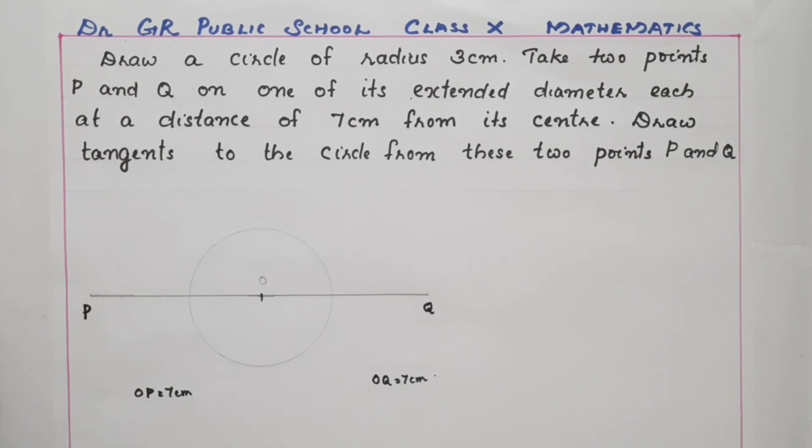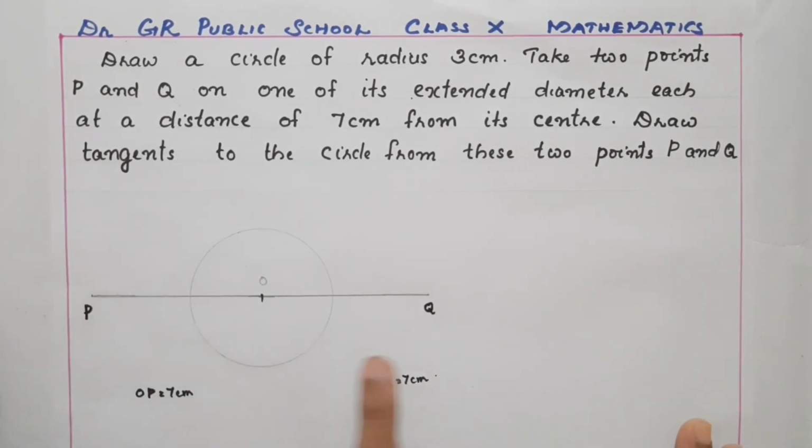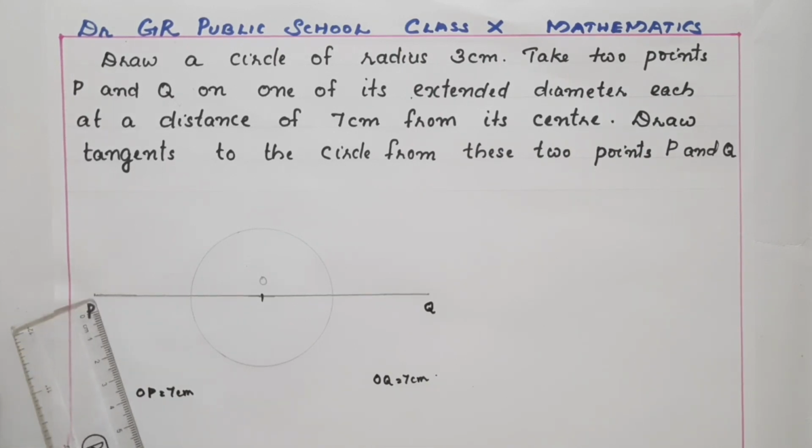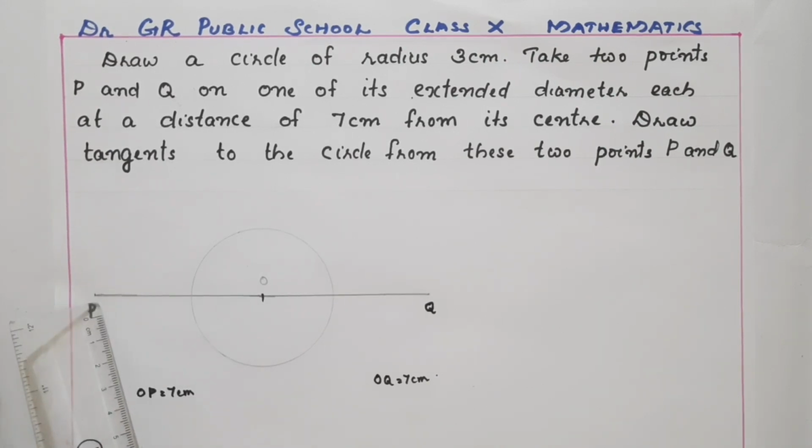Now what is the question? We have to construct tangents from P as well as Q. How will you draw the tangent? See, when we consider the circle, this P is an exterior point, external point. So you know how to draw the tangent from an exterior point.